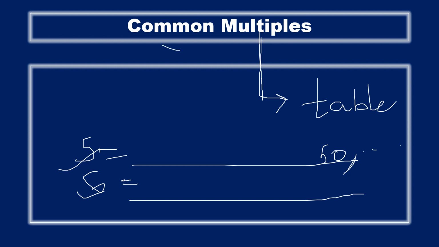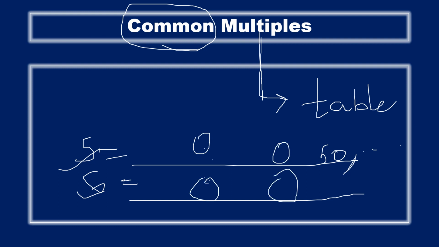Now, common means whatever numbers are there commonly between these two sets of multiples. Pick out the common numbers and those are your common multiples. Understood? Multiples means tables. First we should write the tables, and from them we should pick out the common things. That's it. Very easy, right?